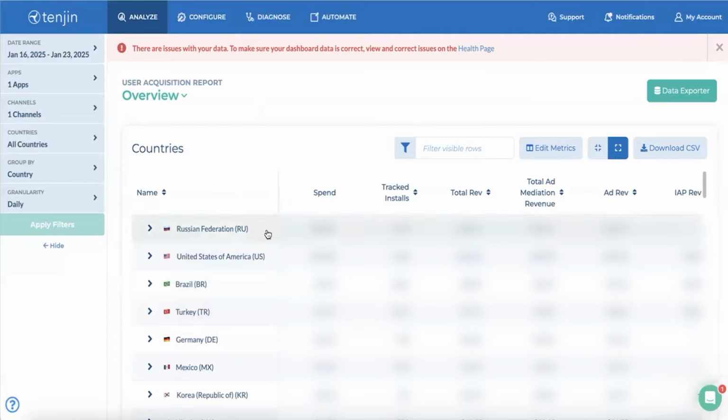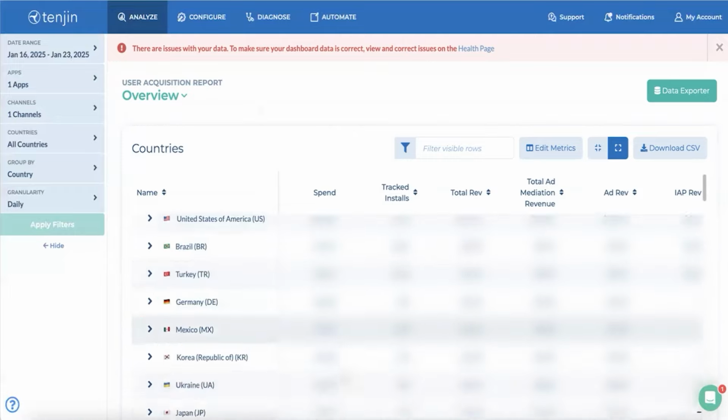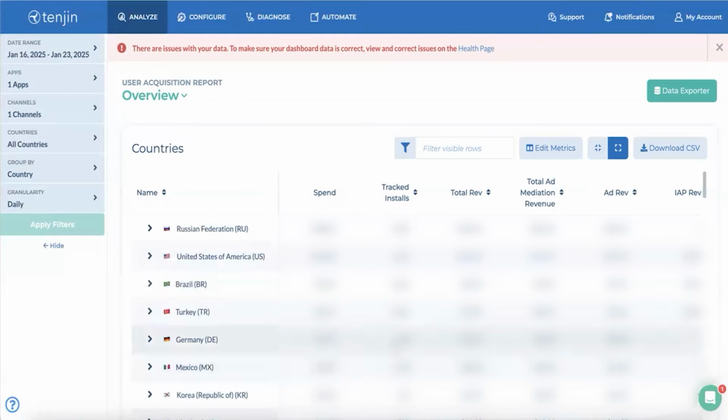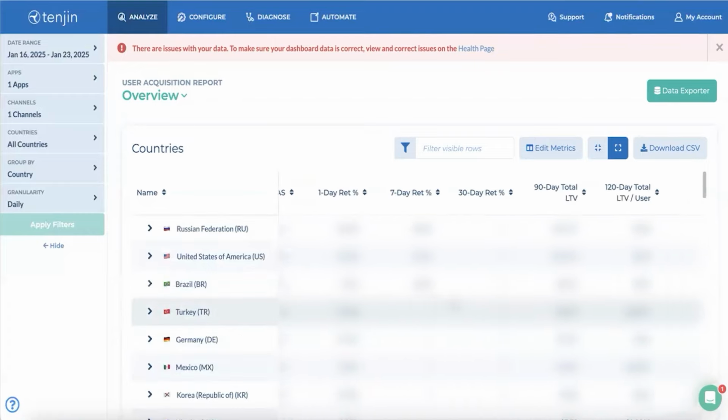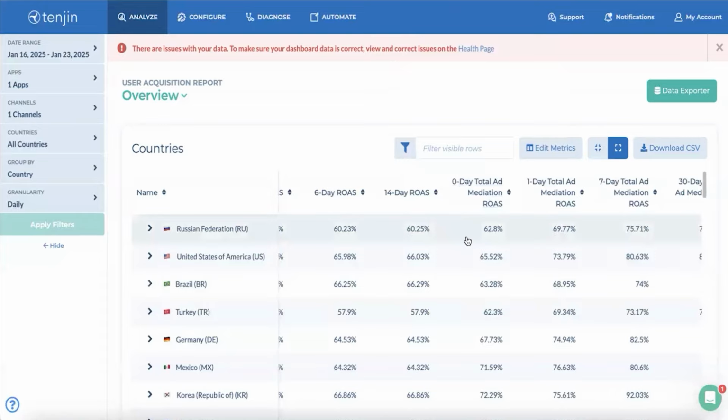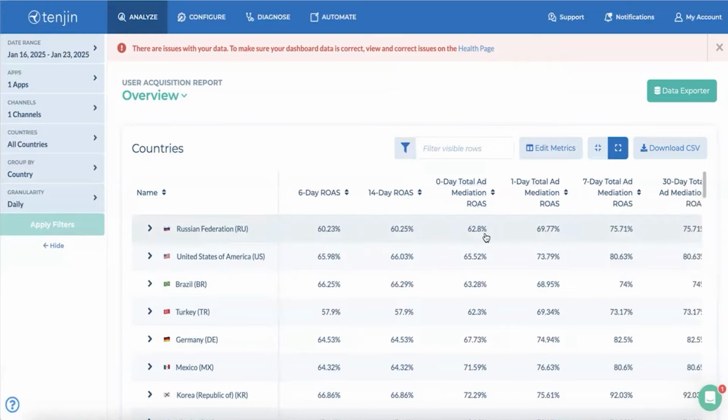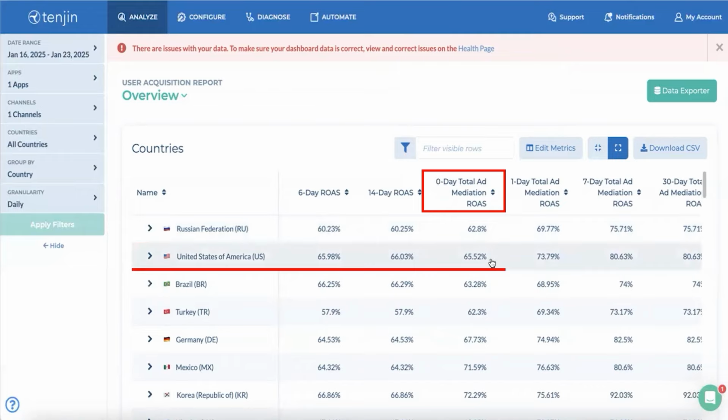In terms of spend, Russia generates the most traffic for us. Second highest spend geo is the US. Next, we purchase traffic from Brazil, Turkey, Germany, Mexico, and several other countries, but at significantly lower cost. Now we go to our day 0 ad mediation and examine how each country is performing. I remind you that for this project, our day 0 ROAS goal is 62%. We analyze which countries are performing well and which ones need optimization. As we can see, the traffic coming from Russia meets our KPIs. The traffic we receive from the United States is performing even slightly higher.